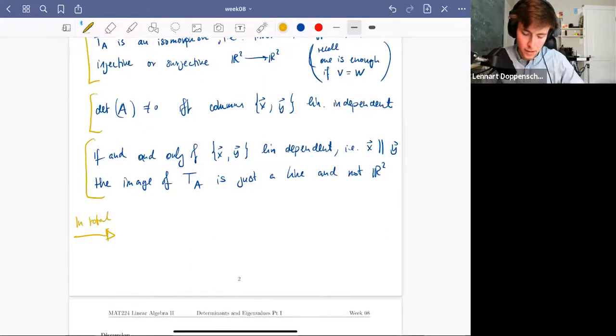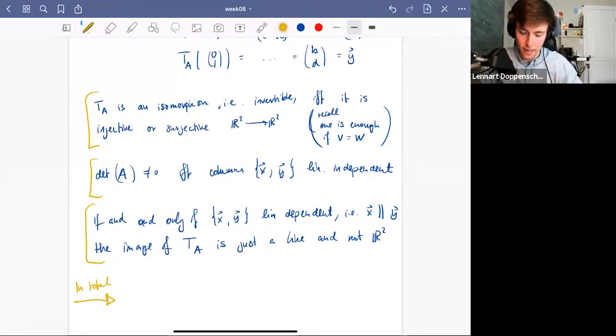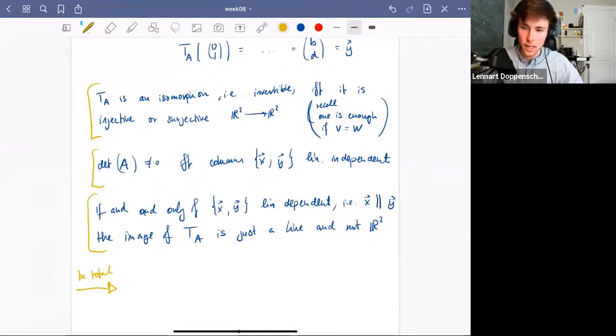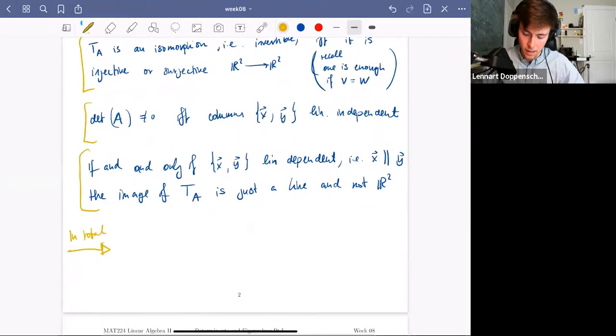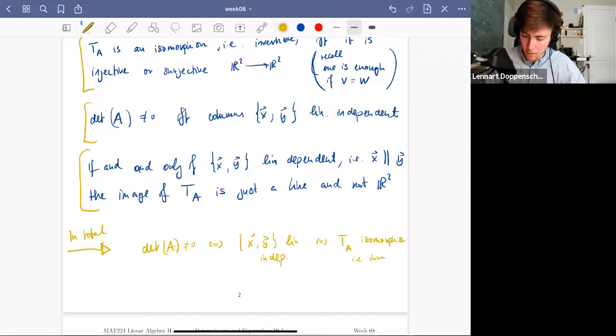So now we have three statements, and we can see that this very much agrees with them. They're all perfectly aligned: T_A is an isomorphism, so it is injective and surjective, if and only if the determinant is non-zero. So this means that the determinant of A being non-zero is equivalent to X and Y being linearly independent. This is equivalent to T_A being an isomorphism, i.e. invertible.